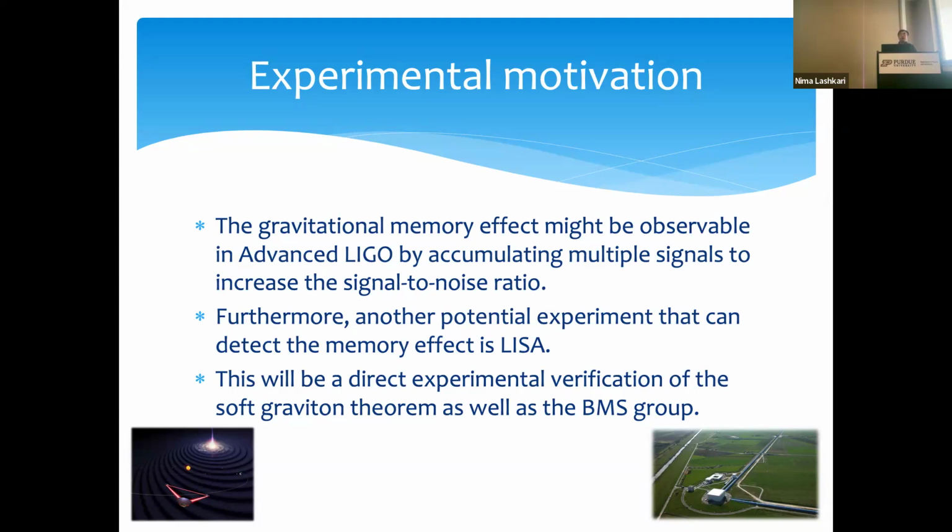That part I'm not sure. Yeah, the short answer is I'm not sure. But in any case, LISA is essentially built for this, because it will detect this offset in separation before and after a gravitational wave passes between the 3 detectors.